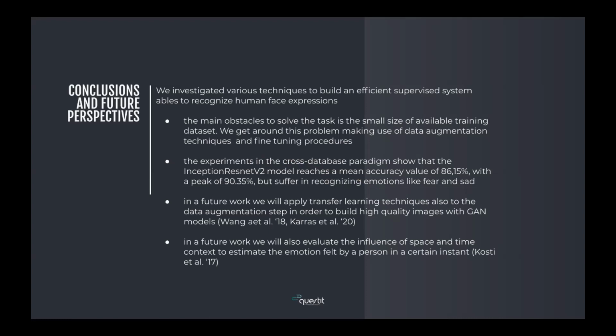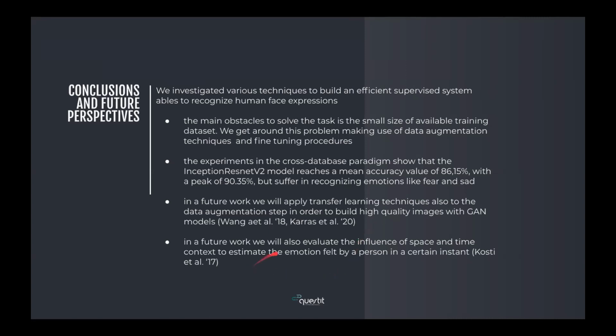About the future, we would like to apply also transfer learning techniques to the data augmentation step in order to build high-quality images with GAN models. Recent works of NVIDIA, for example, show that with a pre-trained network, we can generate high-quality images. So we would like to use these pre-trained networks to generate faces with high quality to then use to train a classifier model.